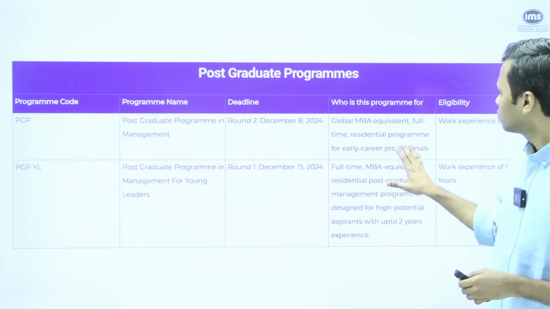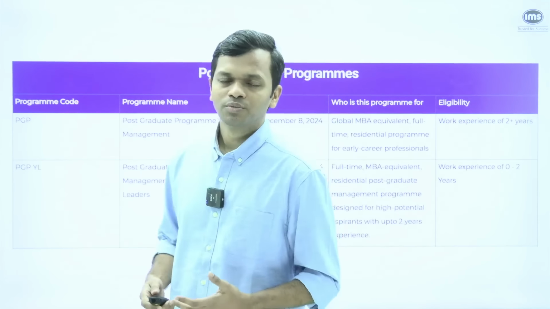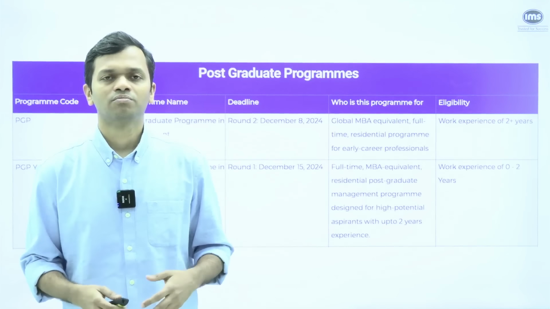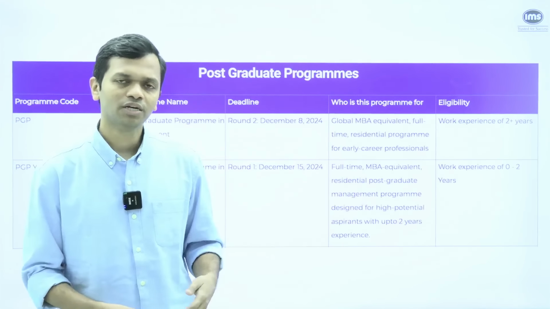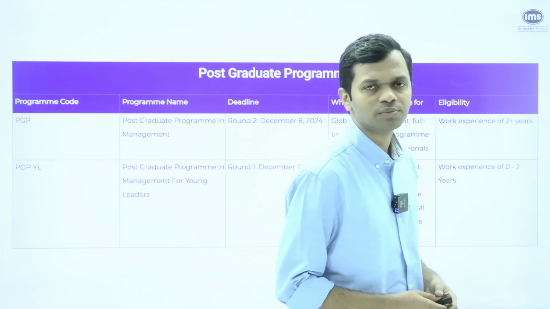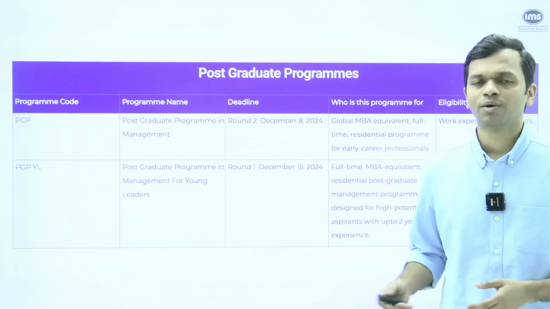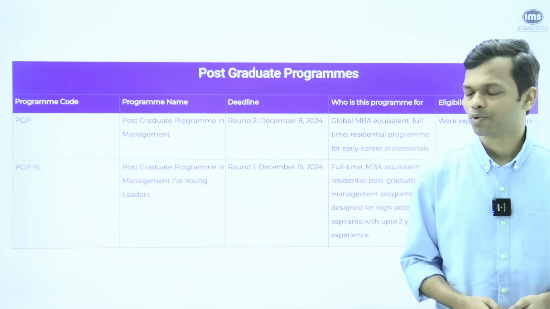So you have to understand first of all whether you are eligible or not. So people who have between 0 to 2 years of experience, you are eligible for PGP YL. For people who have more than 2 years of experience, you are eligible for the PGP program, which is also mentioned on screen. So figure out which program you are eligible for. Of course, you can apply for the first program if you are eligible for that. If you are under 2 years of experience, 0 to 2 years of experience, you can apply for the PGP YL program. Alright, now let's begin the registration process.